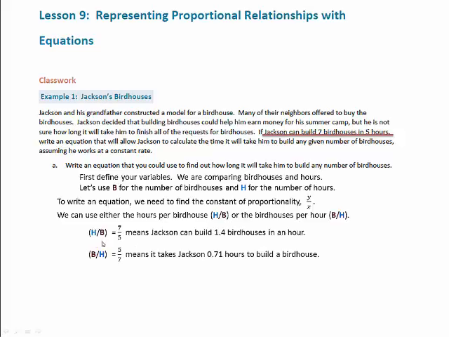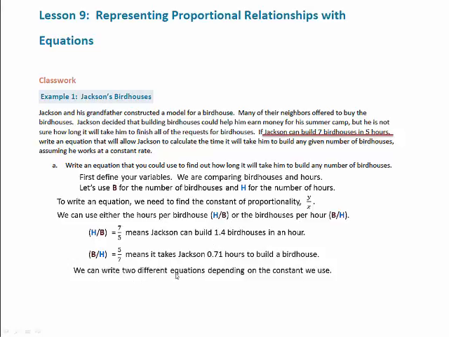If we used b divided by h, that would be 7 divided by 5, which means Jackson can build 1.4 birdhouses in an hour. h divided by b gives us 5 divided by 7, which means it takes Jackson 5/7 of an hour to build a birdhouse.